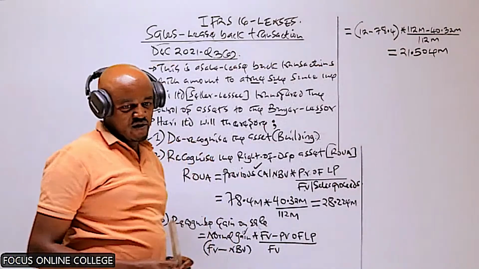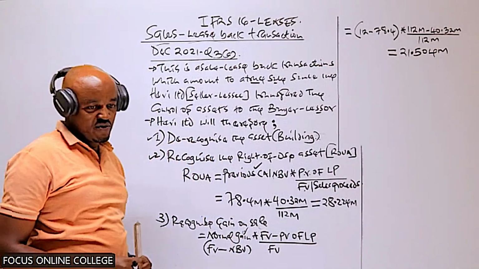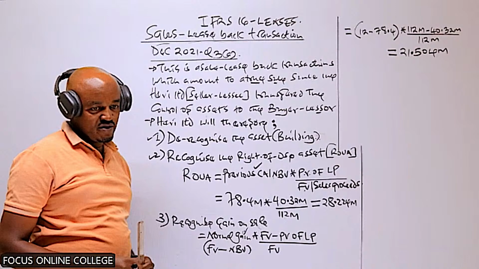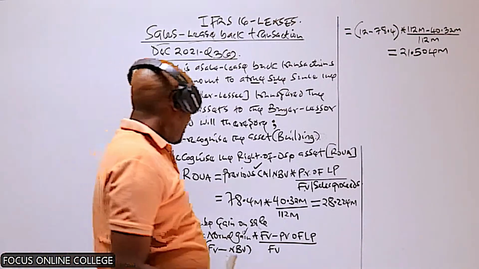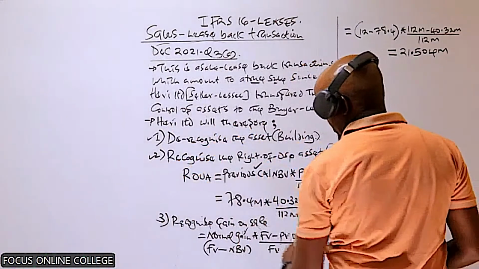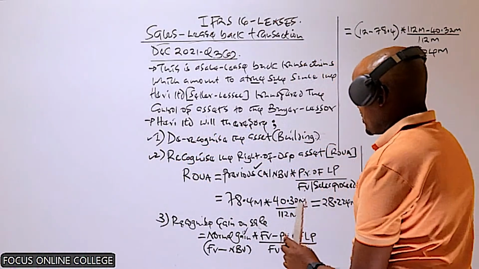Yes, that is the amount I'm given, 21.504 million. So that is basically how we compute the gain on sale to be recognized.